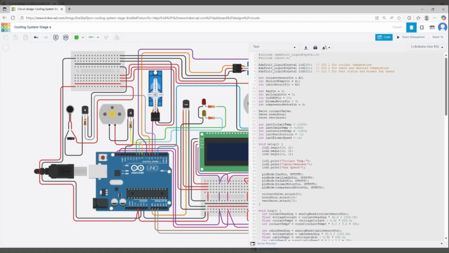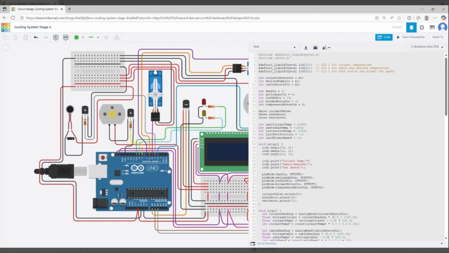The blendDoor actuator controls how much air passes through the heater core and the evaporator, allowing the system to deliver cold, cool, lukewarm, warm, or hot air depending on the temperature gap. The vent actuator determines where the air is directed, either through the dash vents, floor vents, or both.